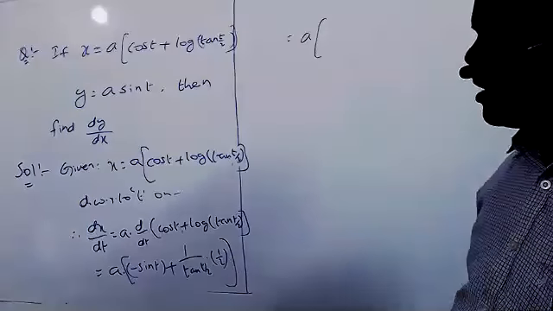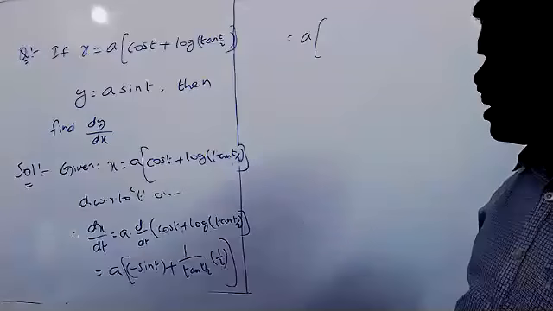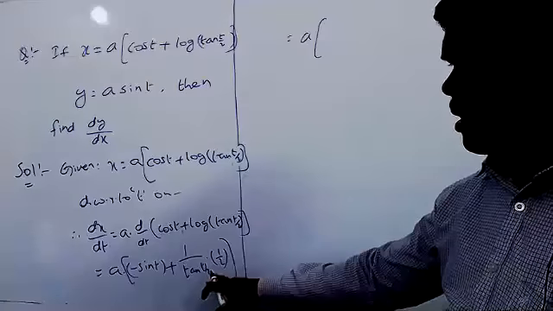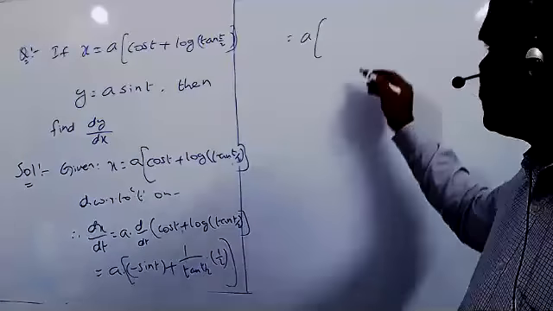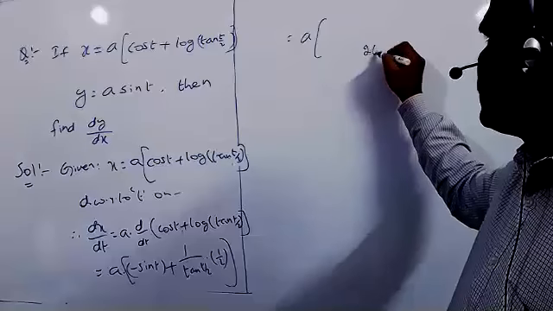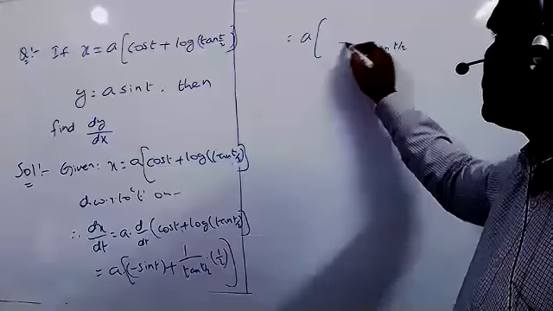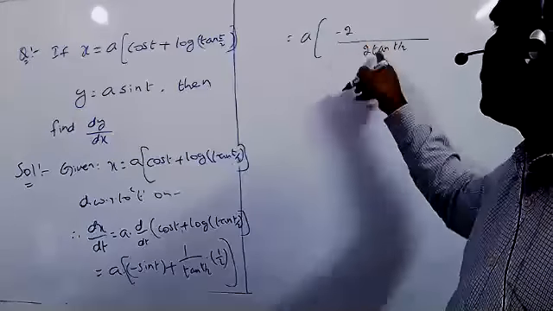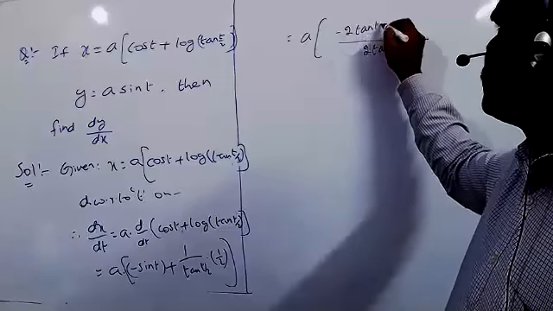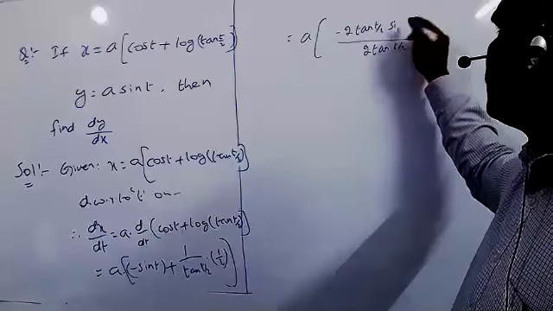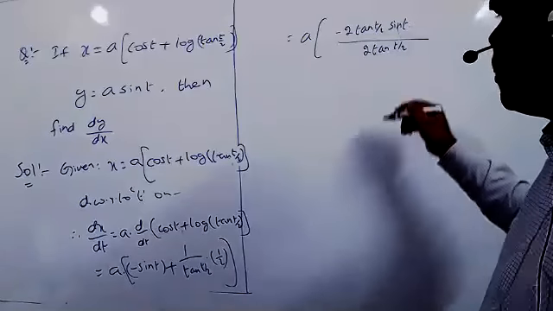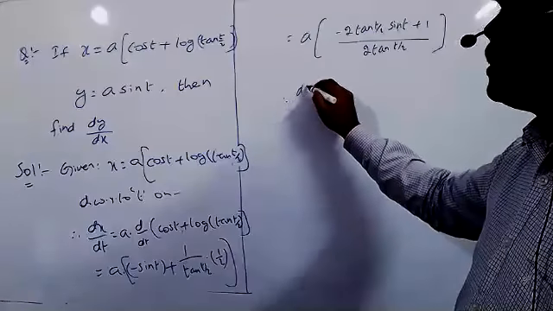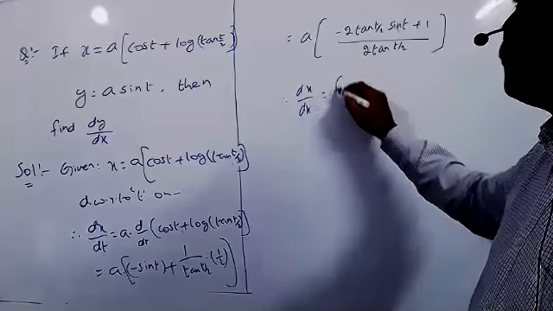Now you can write it as a into minus sin t plus 1 by 2 already there. If you want, you can take the LCM, no problem, or else you can write as it is. Suppose you take the LCM, what is the LCM here? I think 2 into tan t by 2 is the LCM. So minus 2 into tan t by 2 into sin t plus 1. Therefore dx by dt equal to this.